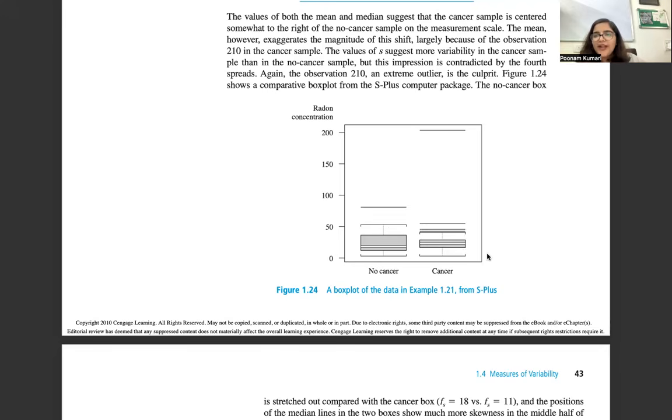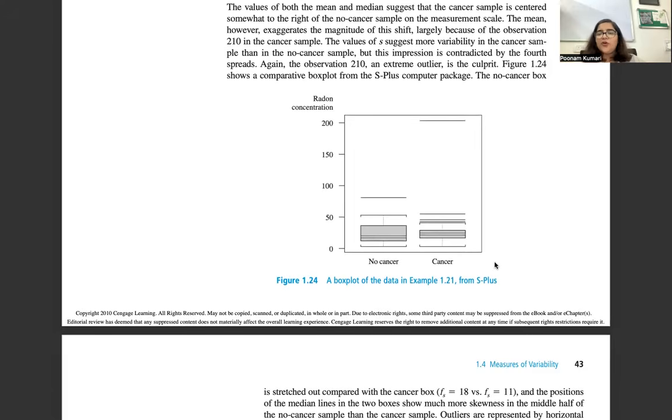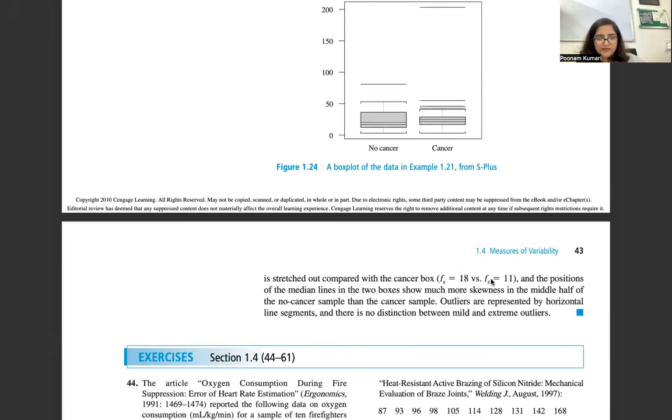So how does it help? It tells you that radon concentration for the people who have no cancer is a little spread out. For the people who have cancer, it is a little concentrated, because you see this box is very squeezed, right? And then you can see if there are outliers or not. So that's basically all that we have here. Any other doubts? Any other questions from this?